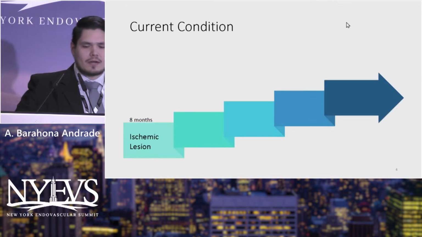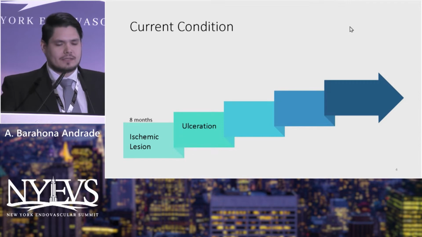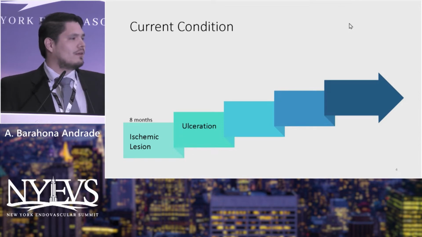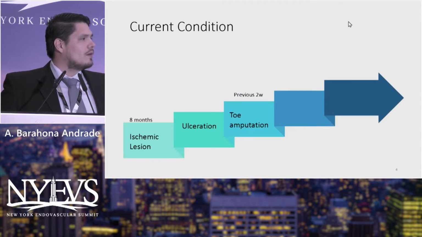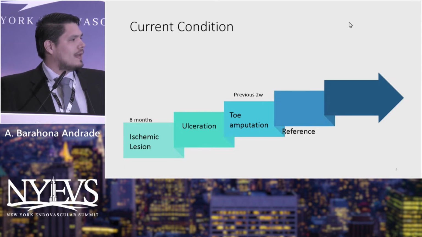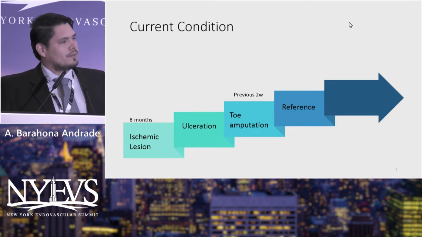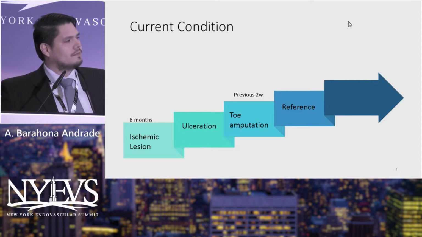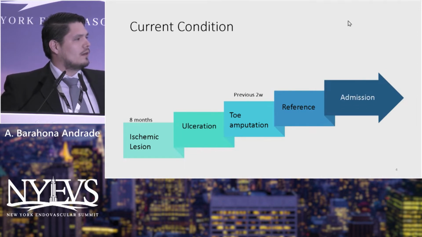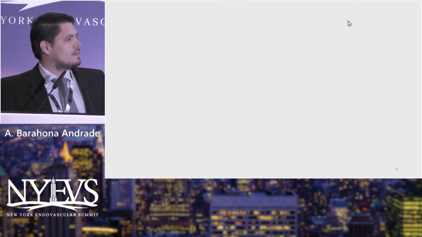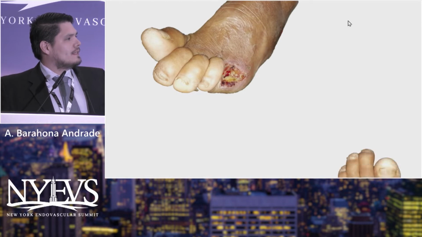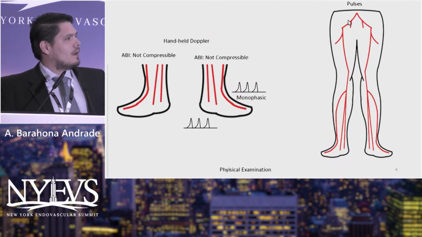His current condition started eight months before the procedure with an ischemic lesion that progressed to ulceration of the fifth toe of the left foot. After he received a toe amputation, which didn't go well, he was referred to our hospital. This is what it looked like when he got to our hospital.